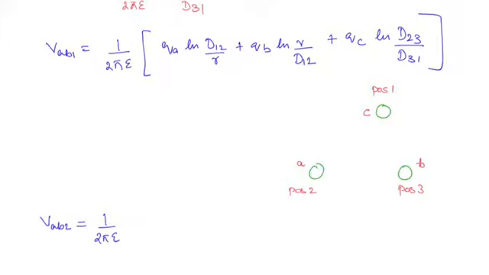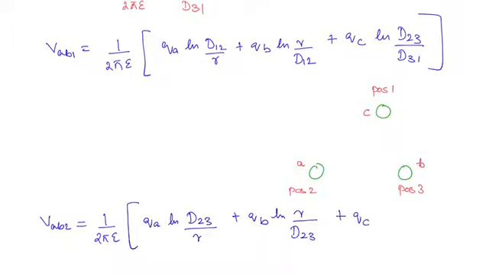So here you are going to get QA ln D23 by R, because now A and B are in positions 2 and 3. Similarly, plus QB ln R by D23. Plus QC ln, here from C to B first, what is that? D31. So ln D31 by, from C to A, it is going to be D12. So this will be the expression.